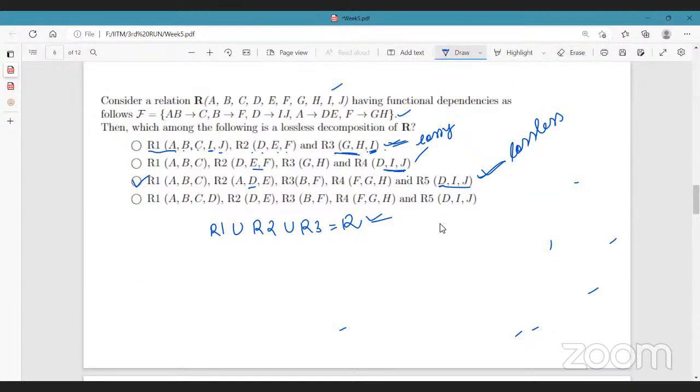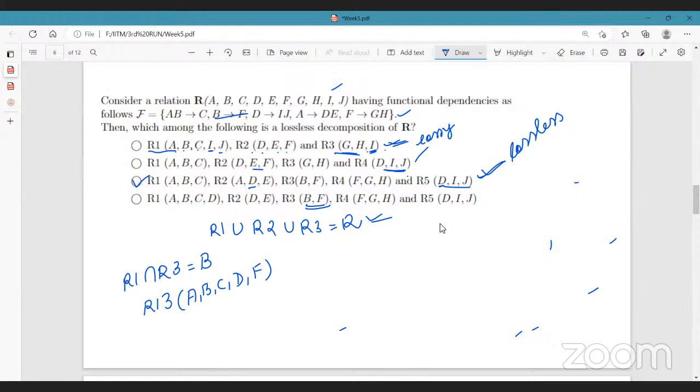So R1 and R3. B is the intersection, so we'll check whether B is a super key. B determines F, so it is a super key in R3, right? Yes. Okay. So now we get R13, that is A, B, C, D, F. Next, what should we do?